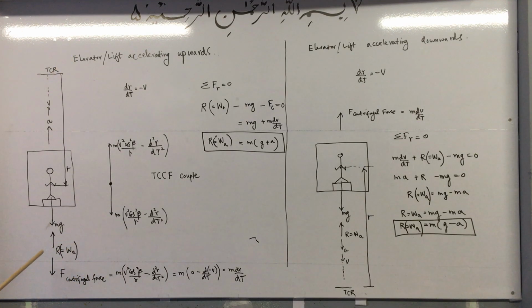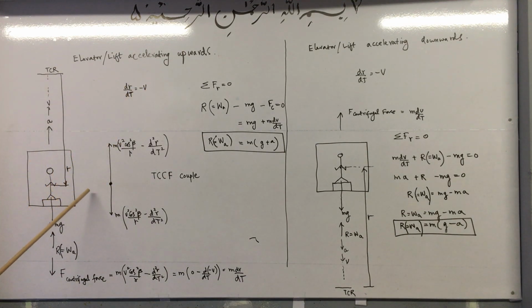Okay, so this is the apparent weight. R is equal to W_A, the apparent weight that the measuring scale, or the weighing machine, reads. It always acts upward because the system is going down. So it's a kind of reactive force. This distance is taken as r from the Tahirian center of rotation to the center of mass of this person inside. So dr over dt is equal to minus v.